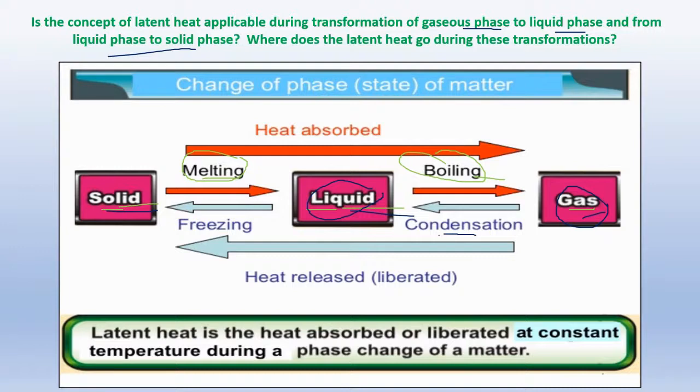So what is latent heat? Latent heat is nothing but heat absorbed or liberated. So heat can be absorbed or else it can be liberated at a constant temperature during a phase change of matter. So this was all about latent heat, students.